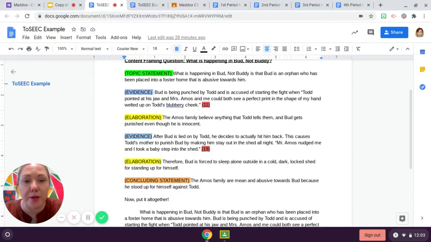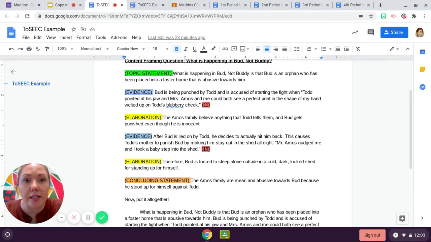Evidence: Bud is being punched by Todd and is accused of starting the fight when Todd pointed at his jaw, "and Mrs. Amos and me could both see a perfect print in the shape of my hand welted up on Todd's blubbery cheek," found on page 11. When I put a direct quote into my paragraph, you're going to want to make sure that you use quotation marks to show that this is not your own words. This statement came from the text.